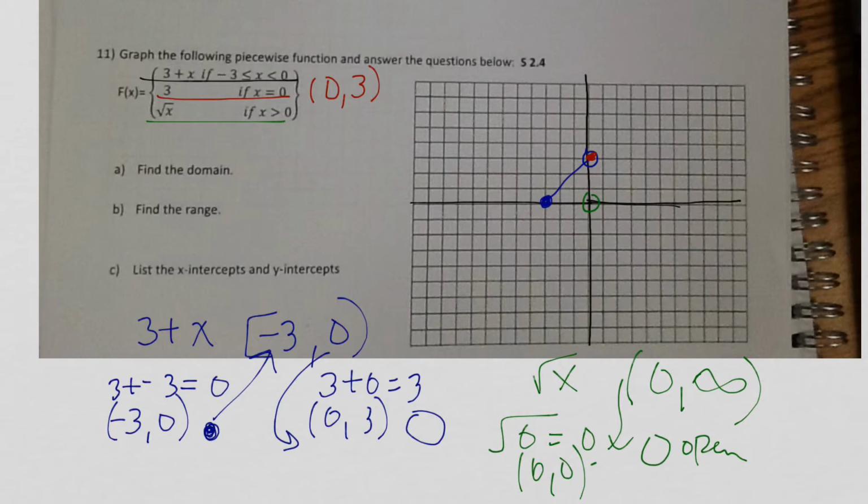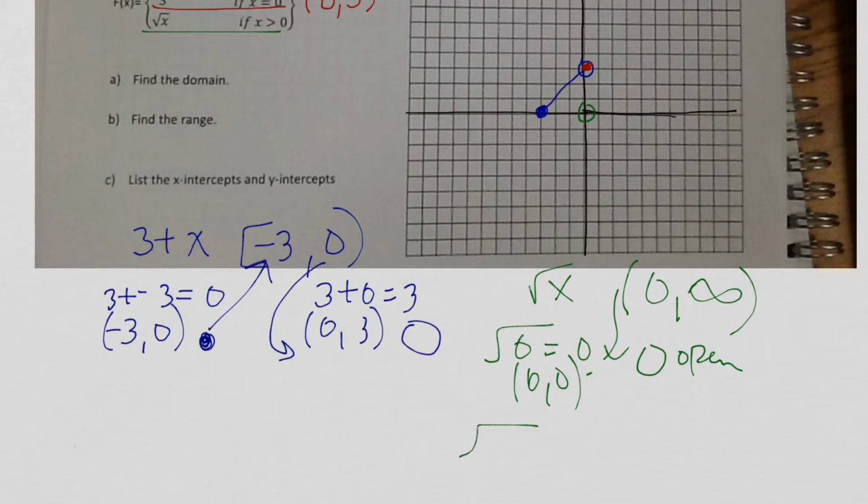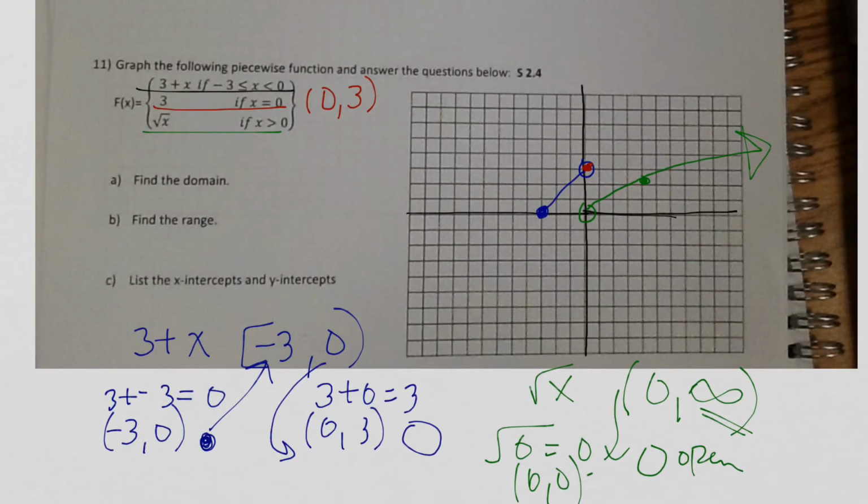What other numbers can I use for the square root? All right, let's do the square root of 4. My x, my y would be 2, so it's (4, 2). Now let's plot that. 1, 2, 3, 4, 1, 2. And because it just keeps going for infinity, I know I'm going to start there at that open circle and keep going with an arrow. So this is what my piecewise function looks like.